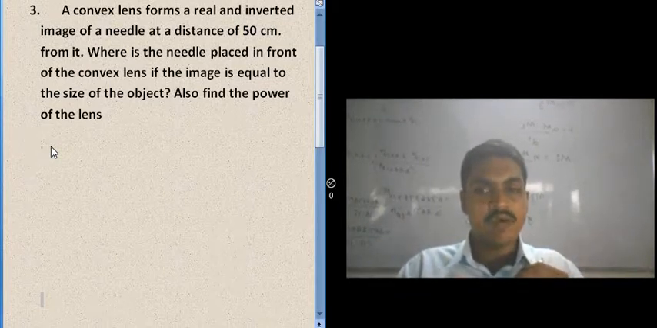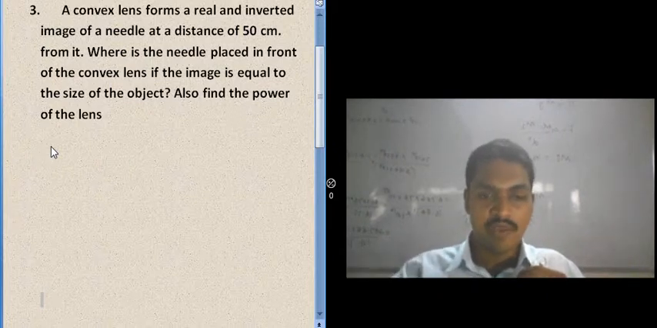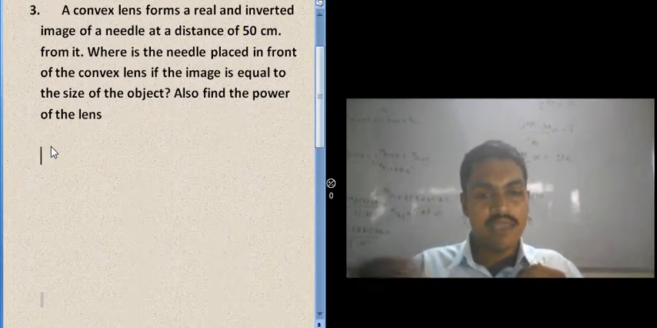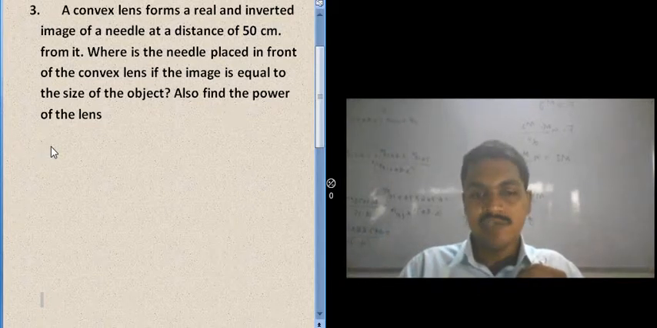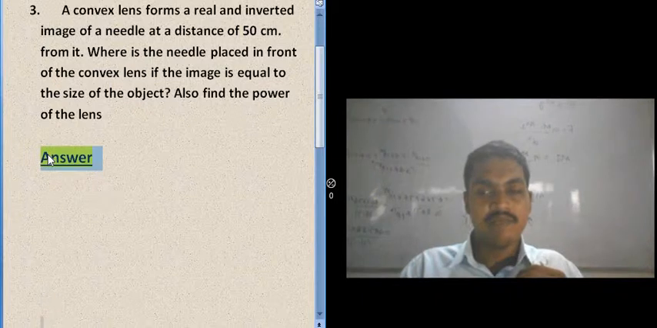A convex lens forms a real and inverted image of a needle at a distance of 50 cm from it. Where is the needle placed in front of the convex lens? If the image is equal to the size of the object, also find the power of the lens. So the two things we have to find out are the position of the object, or the object distance, which is normally denoted by the letter U. Also, we have to find the power of the lens. So let's get down to answering it.